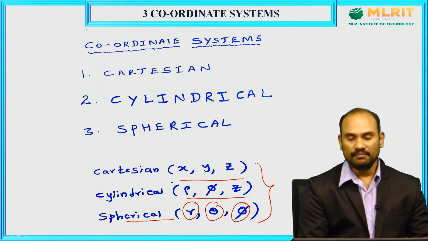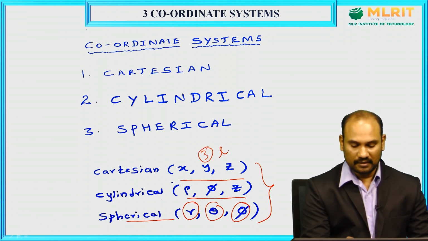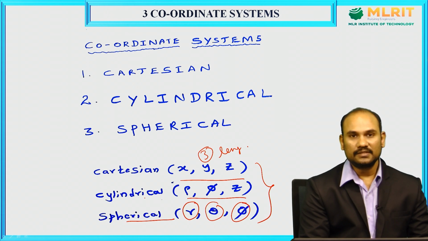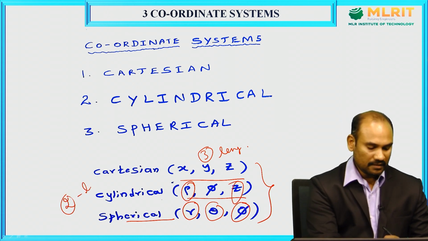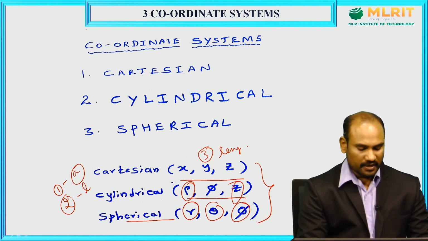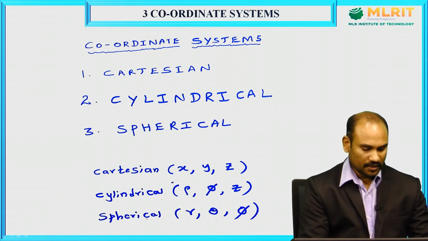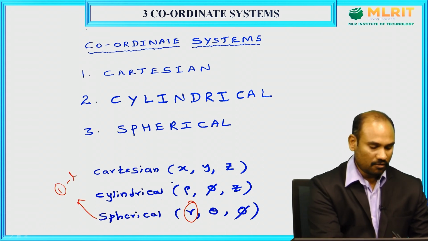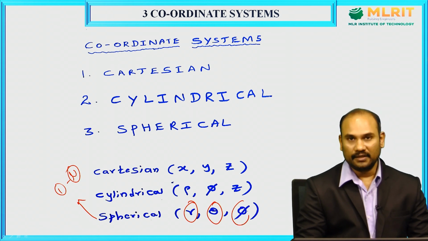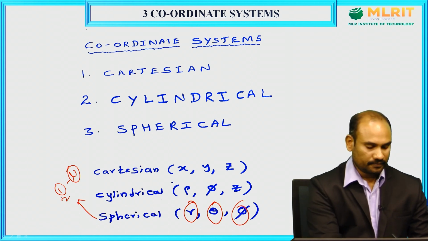In Cartesian system, you have three coordinates for length. In cylindrical system, you have two coordinates for length, one coordinate for angle. In spherical coordinate system, you have R, which is length, one length coordinate, and theta and phi, two angular coordinates.